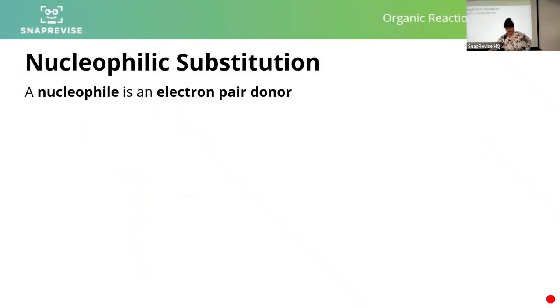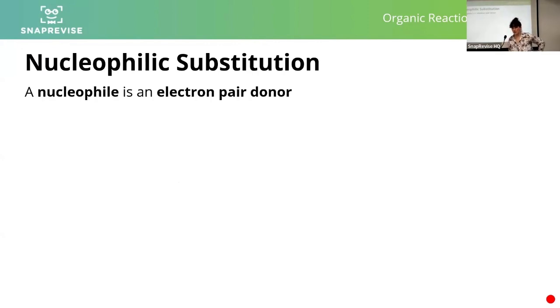Nucleophilic substitution. Let's have a think about another mechanism, specifically used when talking about halogens. You need to know the definition of a nucleophile. The definition of a nucleophile is an electron pair donor.